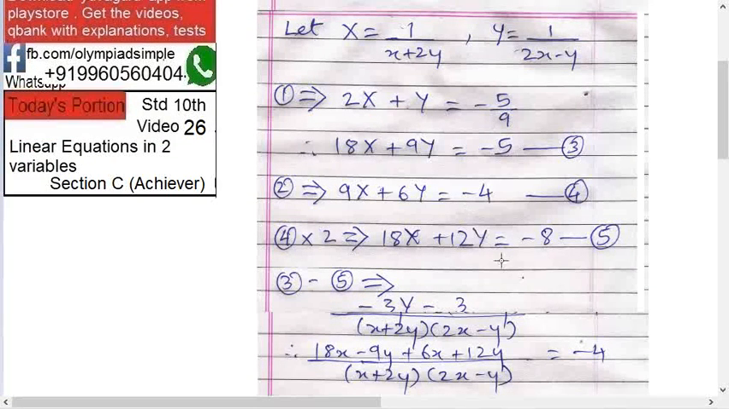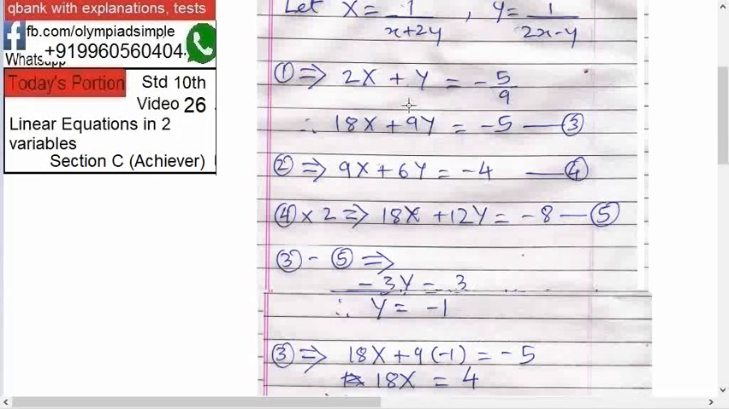9y minus this 12y equals to minus 5 plus 3, that is plus 8, that is plus 3. So we get minus 3y, means 9y minus 12y is minus 3y equals to minus 5 plus 8, right? Because minus minus plus, so plus 3. So y equals to minus 1, that is capital Y.